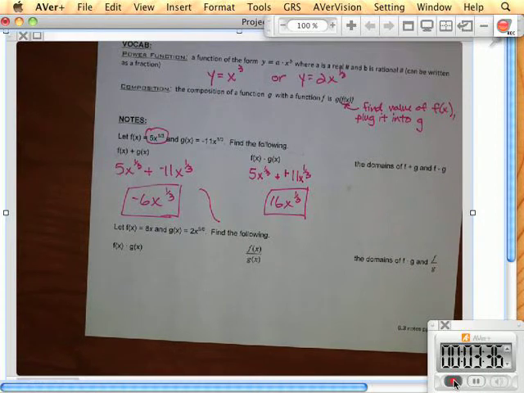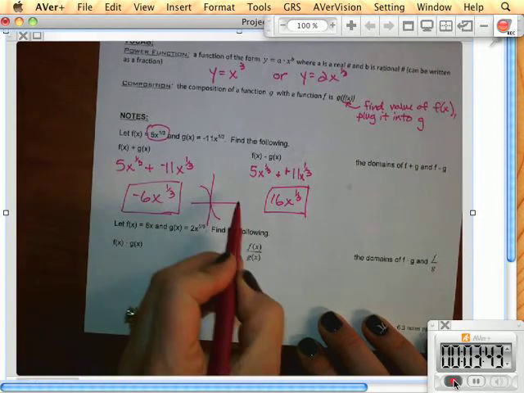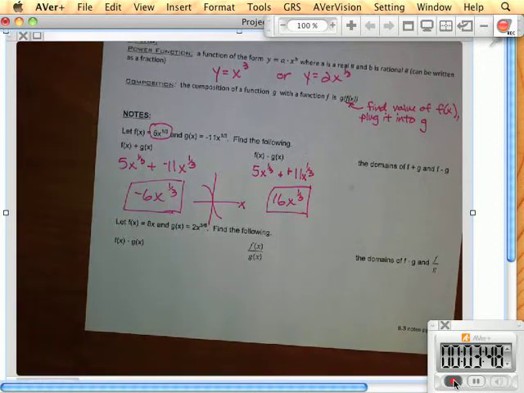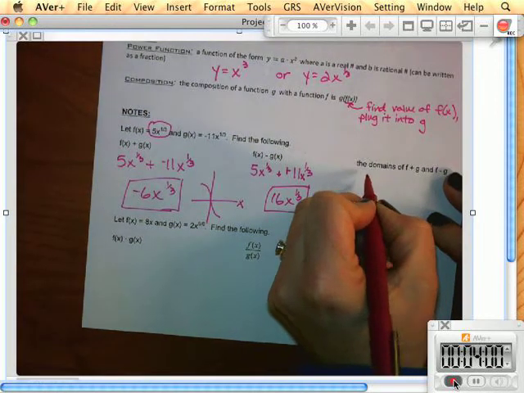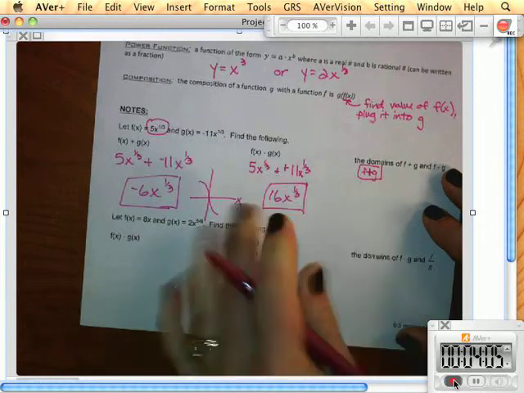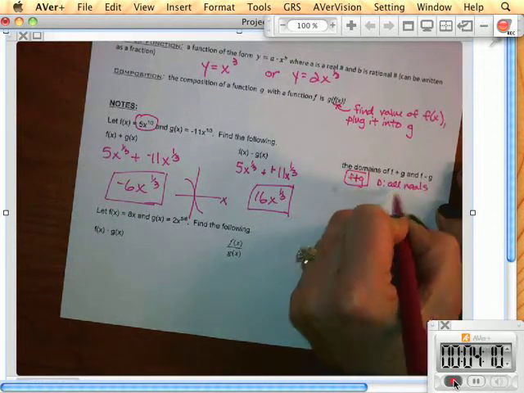Do you remember this from chapter 5? So let's think about if I have a graph like that, what kind of x value could go into this? Is there anything that x can't be? No, because it goes forever, right? So the domain is what? All reals, okay? So for f plus g, the domain is all reals, or you can just use that symbol.